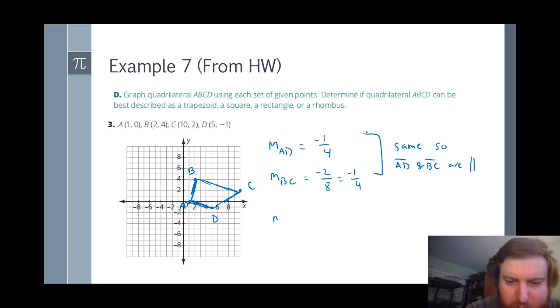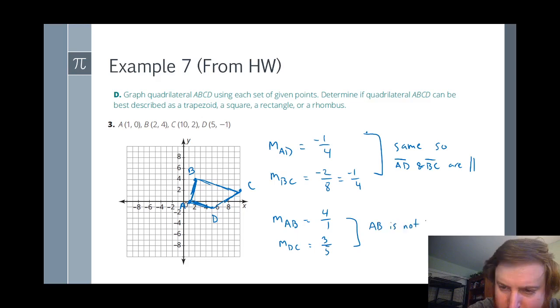So let's just really quickly do those other two slopes. The slope between A and B, start on the one more to the left, up 1, 2, 3, 4, over 1. And then between D and C, start on the one more to the left, up 1, 2, 3, over 1, 2, 3, 4, 5. These are not equal to each other. So we could say AB is not parallel to DC. Remember, put the line over it.